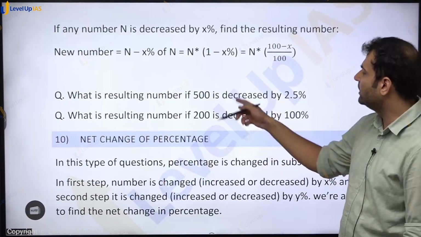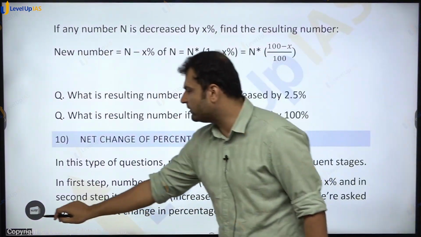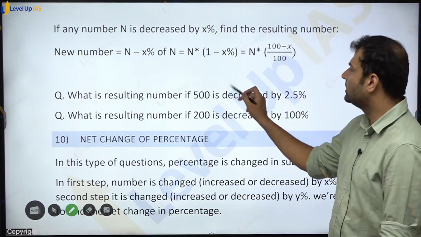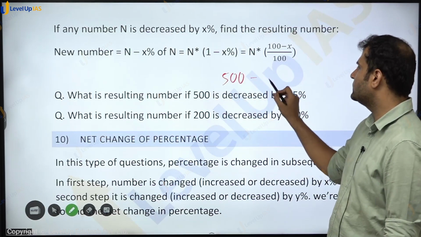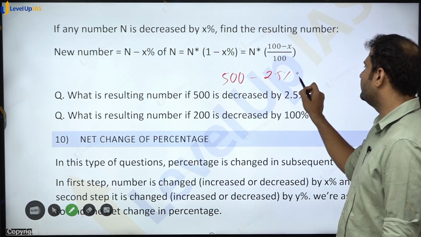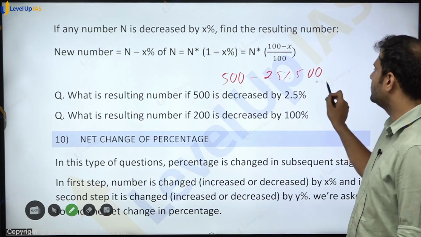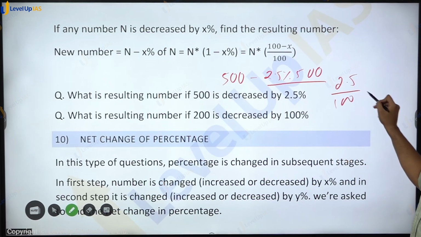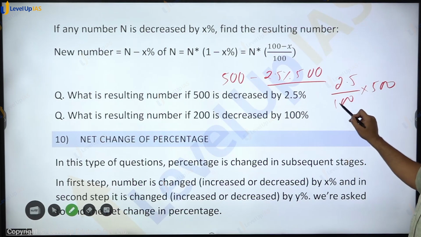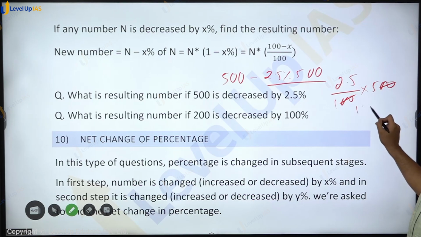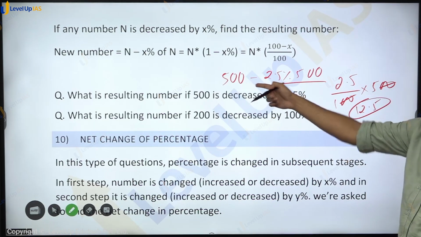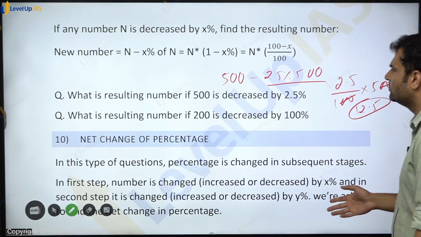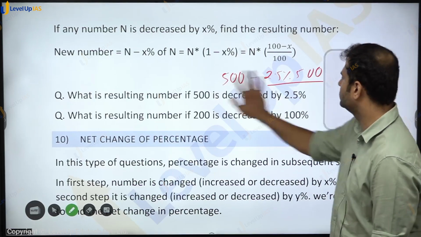What is the resulting number if 500 is decreased by 2.5%? It will be 500 minus 2.5% of 500. 2.5% of 500 is what? 2.5 divided by 100 into 500. So it will be 2.5 into 5, 12.5. So just reduce 12.5 from 500. It will be 487.5.